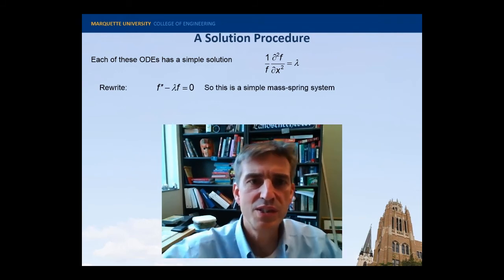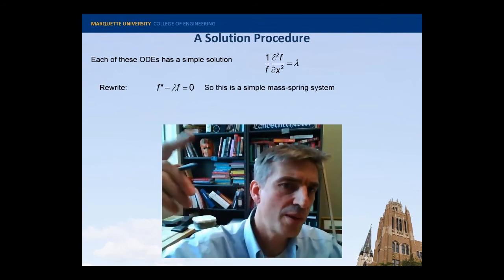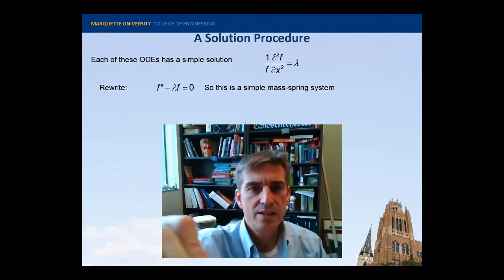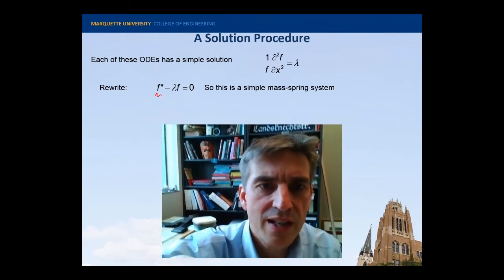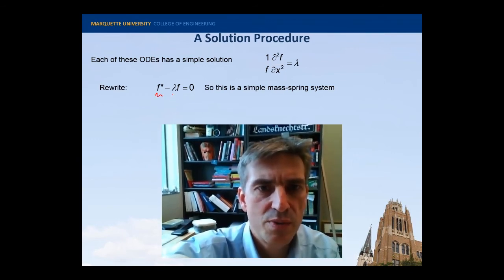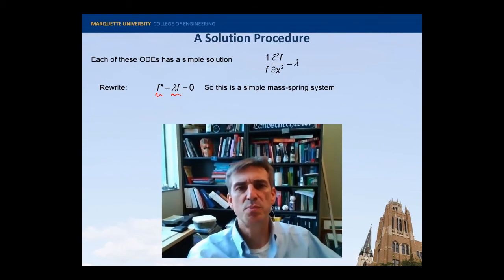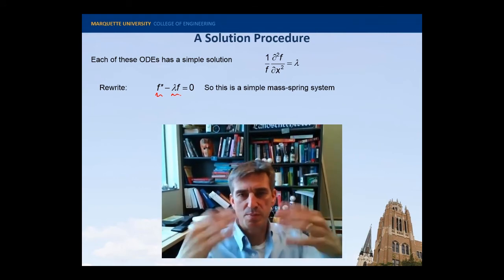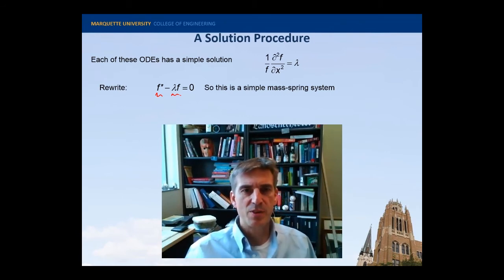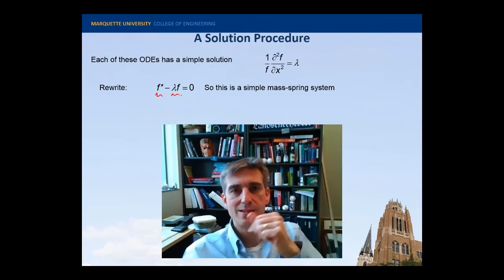If I rearrange it, you can see it's just f double prime, where the prime here represents a single derivative, f double prime minus lambda f equals 0. This is pretty easy to recognize. This would represent a mass, and this would represent a linear spring. So it's a mass spring, so I'm expecting some oscillatory behavior in the solution, right? There is no damper here, so it would just oscillate forever.